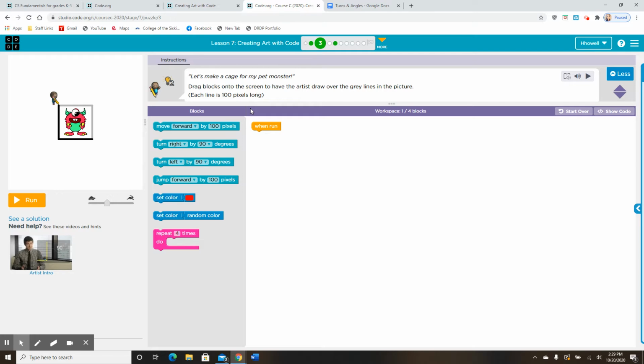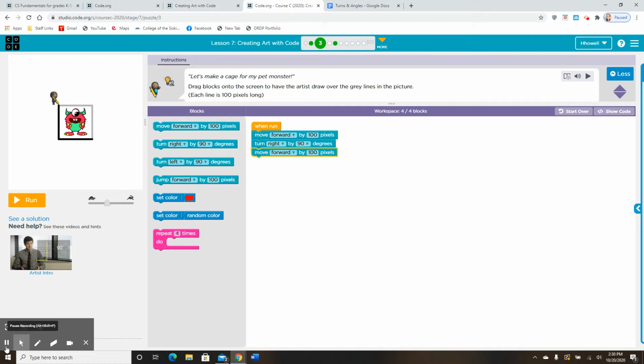Okay, let's make a cage for my pet monster. Drag the blocks onto the screen to have the artist draw over the gray lines in the picture. So we can use up to 4 blocks. So what blocks do you guys think we're gonna use? I would like you to pause me and then we'll figure it out together.